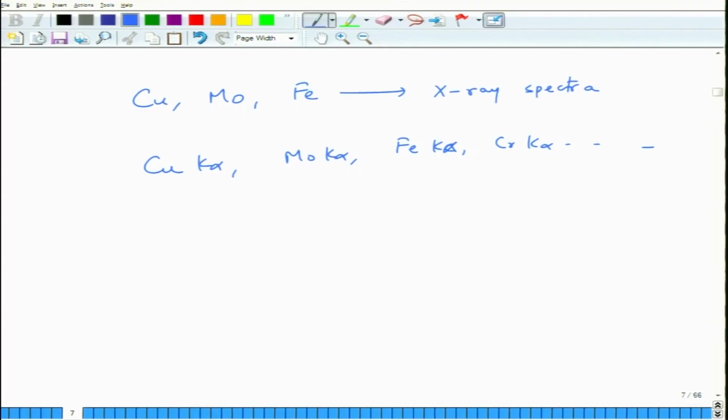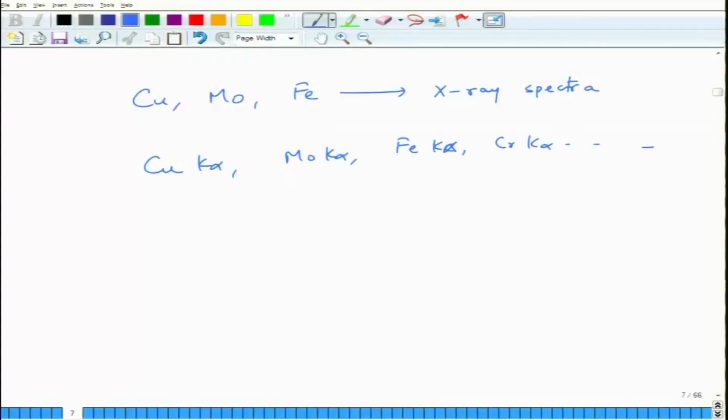For example, copper gives you a wavelength which is useful in most circumstances, but copper wavelength is not very useful in the case of iron containing materials. That is where you choose a chromium target. So the criteria, I'll come to that in a little while. Probably we don't have enough time today, we'll wind up here.